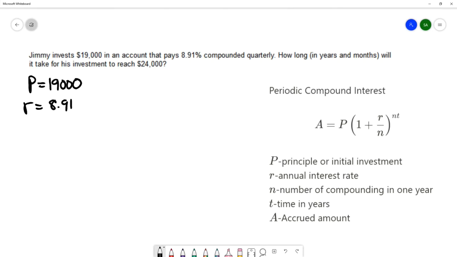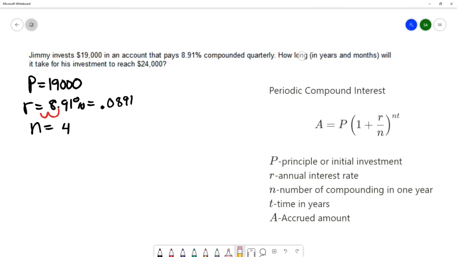So that's 8.91%, and we don't write this as a percentage when we use it in the formula. We put it in its decimal form. So I'm going to move that decimal point 2 places to the left, and the decimal form of 8.91% is 0.0891. So going back to that percentage, 8.91% compounded quarterly. Quarterly tells me how often the interest is added into the account. So it will be quarterly, and that's also an indication of the value of N. So if we compound quarterly, interest will get added 4 times per year. So the value of N will be 4.